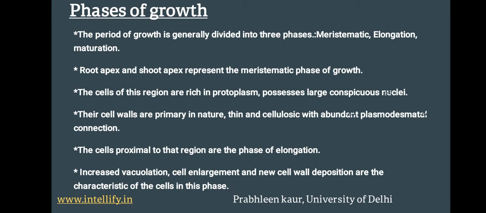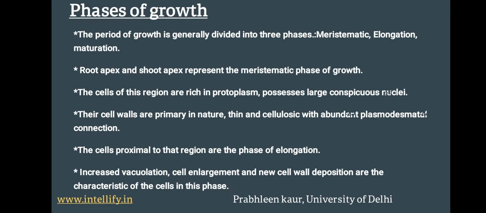We have already studied meristems are present at certain specific locations in the plants, and these meristems are very much responsible for indefinite, uncontrolled growth. Uncontrolled in terms of that they are going to grow throughout the age. Okay? It is not the tumorous uncontrolled growth. So, root apex and shoot apex represent the meristematic phase of growth. The cells of this region are rich in protoplasm and possess large conspicuous nuclei. The cell walls are primary in nature, thin and cellulosic with abundant plasmodesmatal connection.